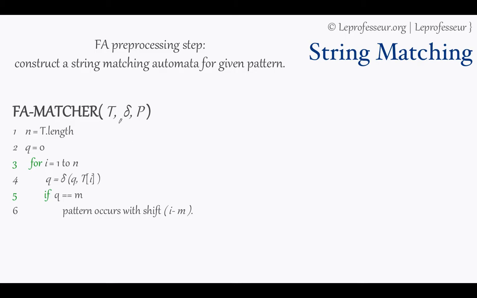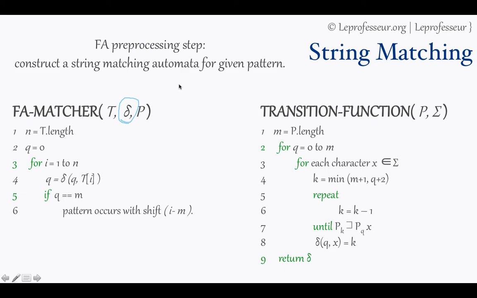Essentially, the complexity goes back to how to construct the transition function table for the given pattern, which is not very difficult. We just need to pay a little attention. How do we do that?